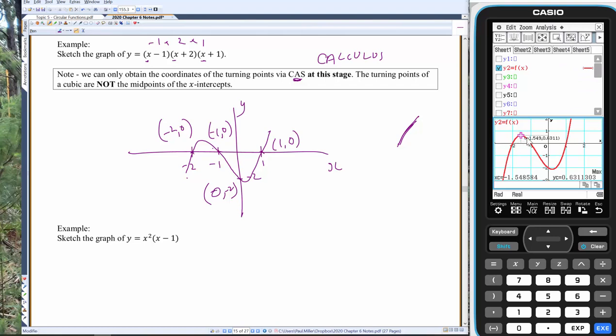So here's our maximum here at -1.549. Notice that it's not -1.5. Okay, so again, the midpoint is not the turning point. I can't stress that enough.